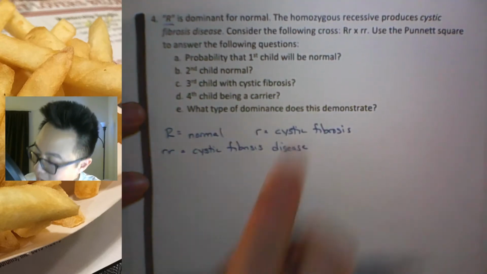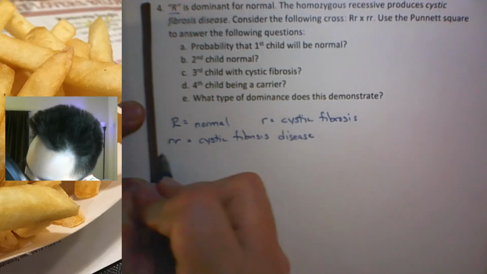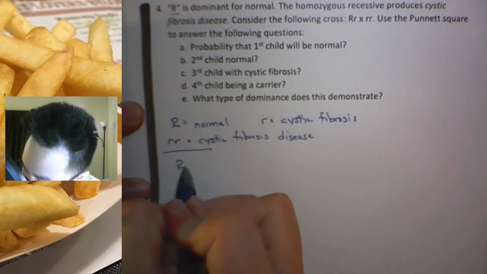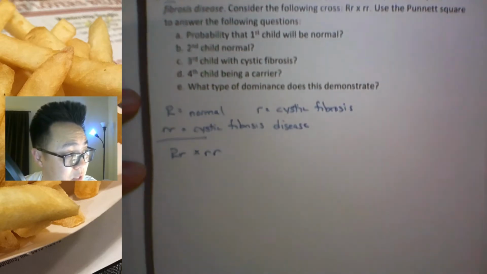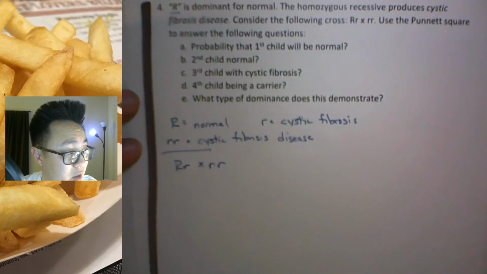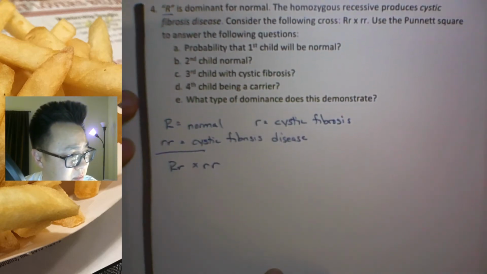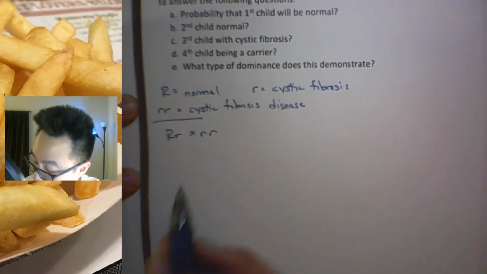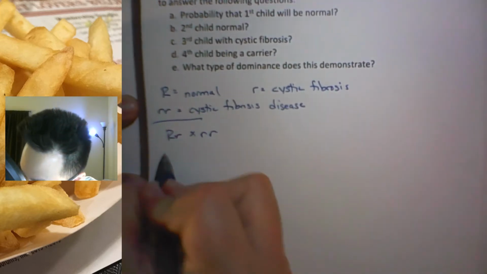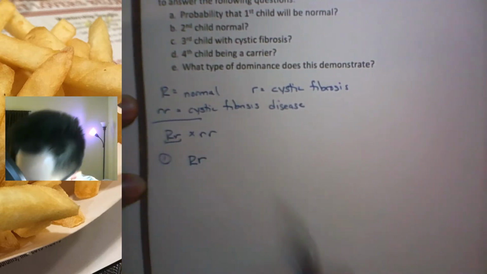All right. So I have the following cross. I'm going to go and rewrite that cross down here. I'm going to split this up. Big R, and little r. That's my new cross. And I want to know what is the probability that the first child will be normal. Okay. So here we go. First step here is to write one of the parents' genotypes. Let's go ahead and deal with the first one here. That's big R, little r.